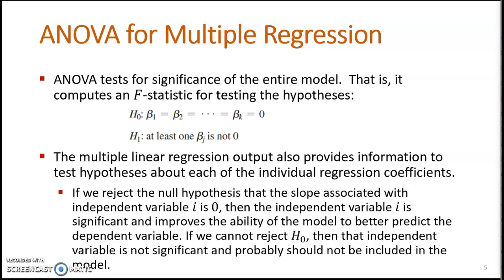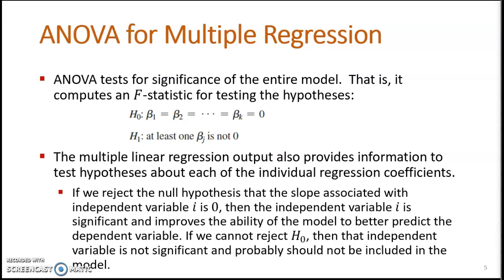We can use the ANOVA test on multiple regression as well. However, in multiple regression, the ANOVA test is used to test the significance of the entire model. That is, it computes the F statistic for testing the hypothesis, where the null hypothesis is beta 1 equals beta 2 equals beta 3 all the way to beta k, which equals 0. And the alternate hypothesis is that at least one of these beta values is not equal to 0.